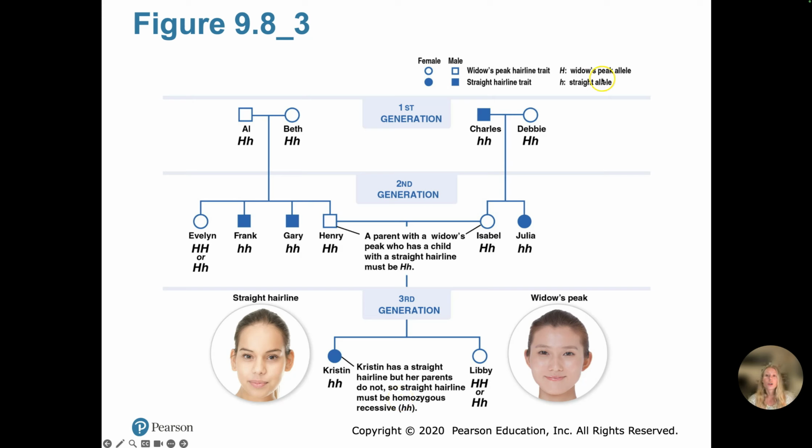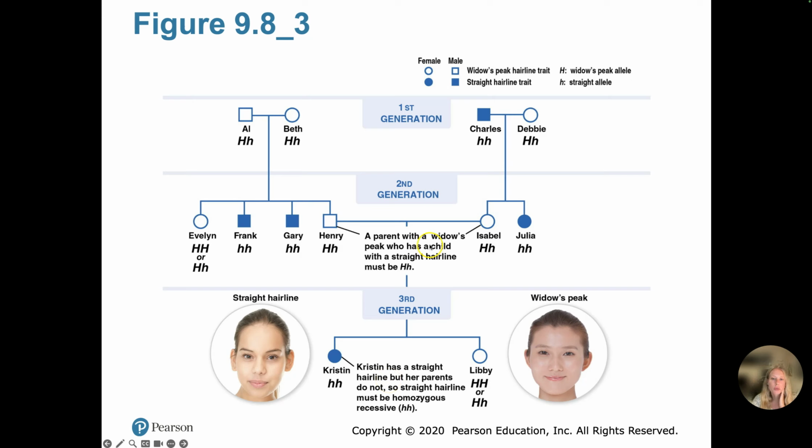So if we were not told up here that the straight hairline was homozygous recessive, we would be able to deduce that based on the fact that Henry and Isabel do not carry the trait. They're the clear circle and square, and Kristen does. That would mean that it's a homozygous recessive trait.